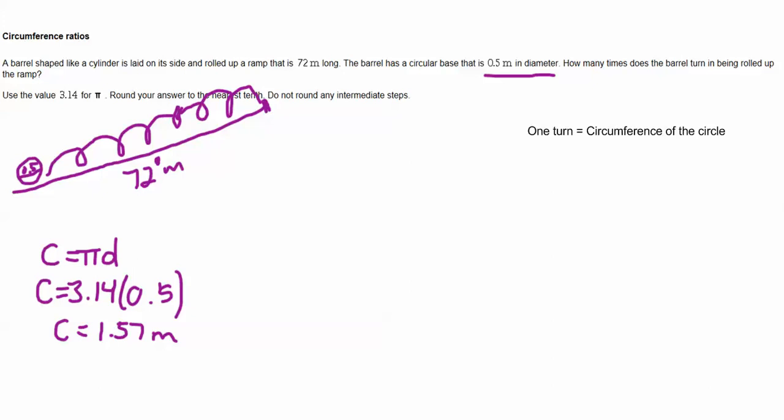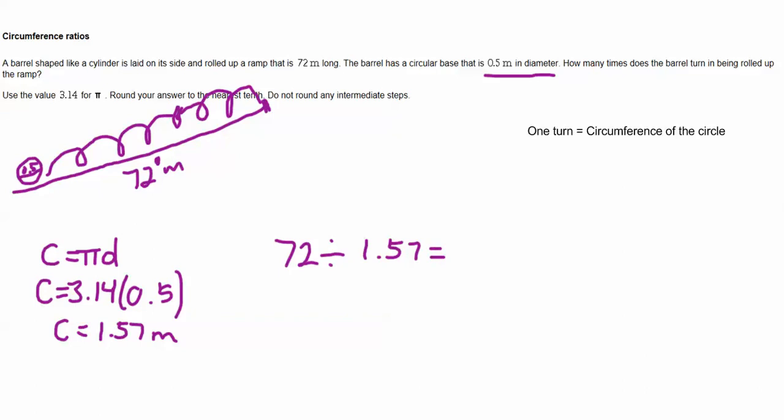Meters. If one turn of the barrel is 1.57 meters and the entire length it has to travel is 72 meters, we're going to take those two and divide them, and that will tell us how many times the barrel has to turn. So we're going to take the entire distance, 72 meters, and divide that by the distance it travels turning one time, which is 1.57. Again, don't round that 1.57, just leave it the way it is.